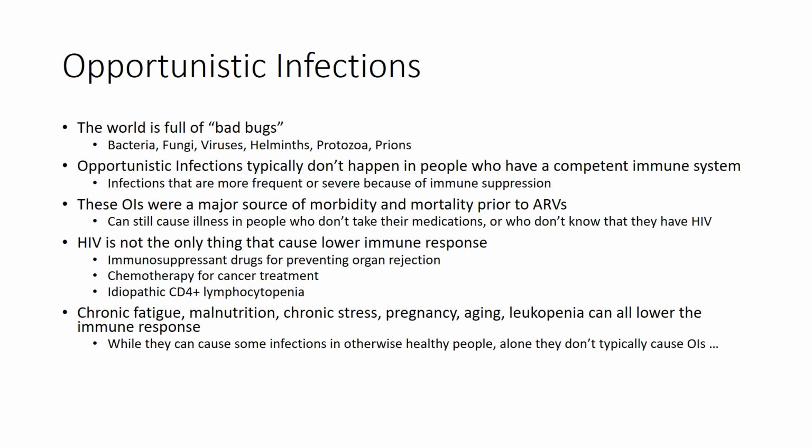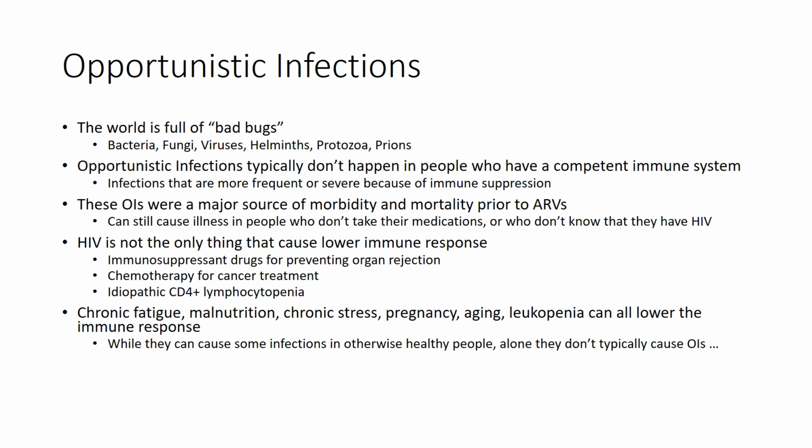So what is an opportunistic infection? We know that the world is full of all sorts of bad bugs, and they cross the board from bacteria and fungi and viruses, those things that we talk a lot about and things that you'll learn a lot about over the rest of the semester. But we're also talking about helminths and protozoa and occasionally even prions. So opportunistic infections typically don't happen in people who do have a competent immune system, and unfortunately, the infections are going to be much more severe or even more frequent because of immune suppression.